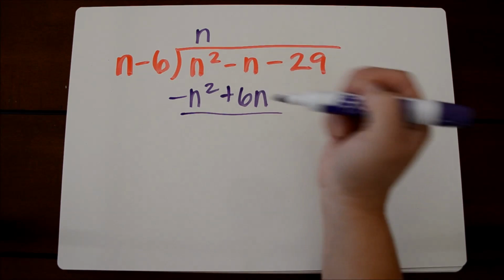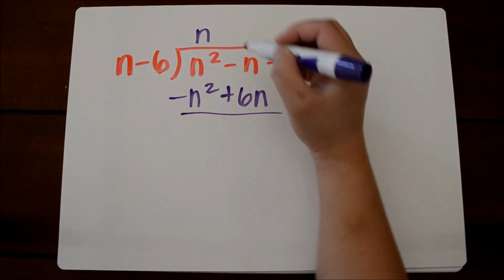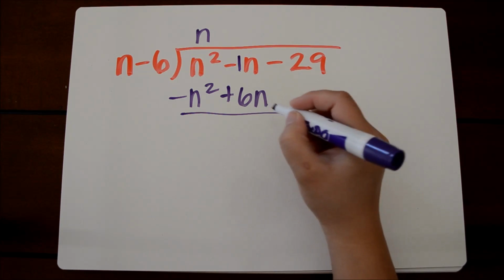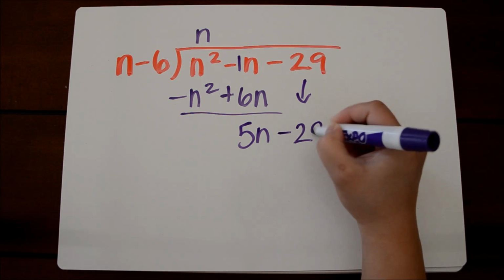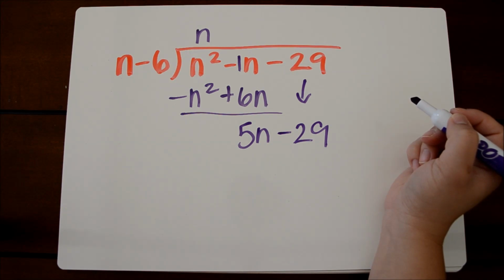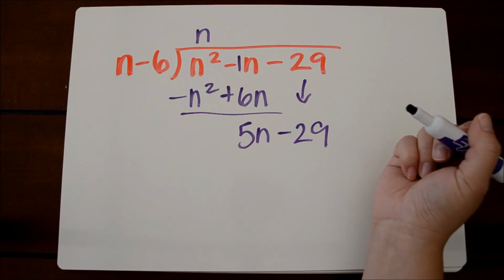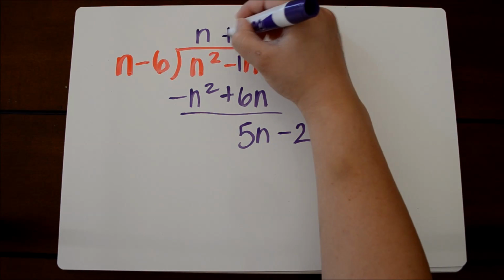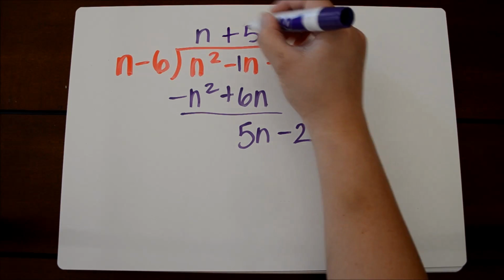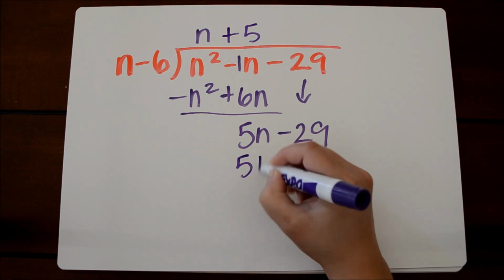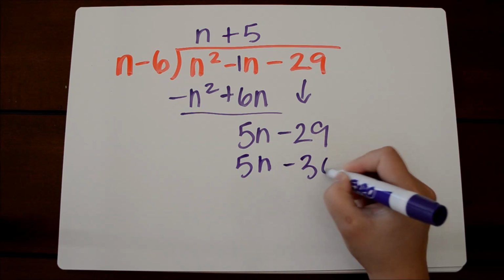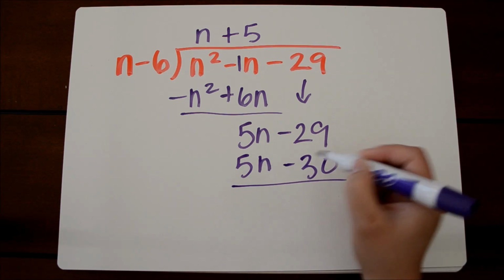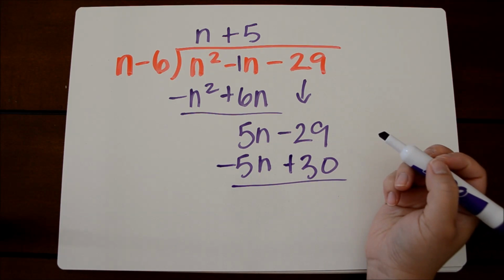N squared minus n squared zeroes out. Negative 1n plus 6n is 5n, and then we're going to bring down the negative 29, and then we'll ask ourselves n times what is 5n, and that's going to be positive 5. So 5 times n is 5n. 5 times negative 6 is negative 30, and when we subtract this expression, we're going to change both signs.